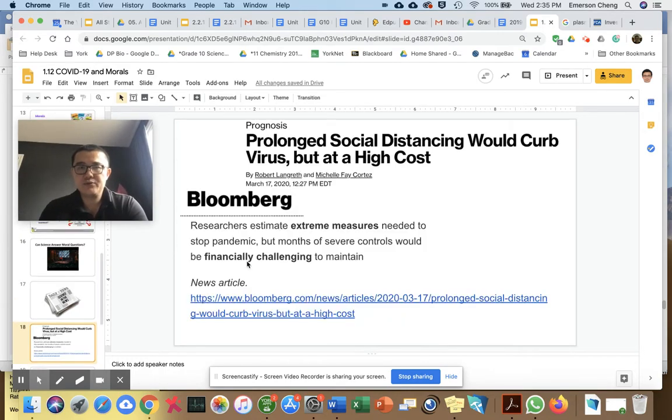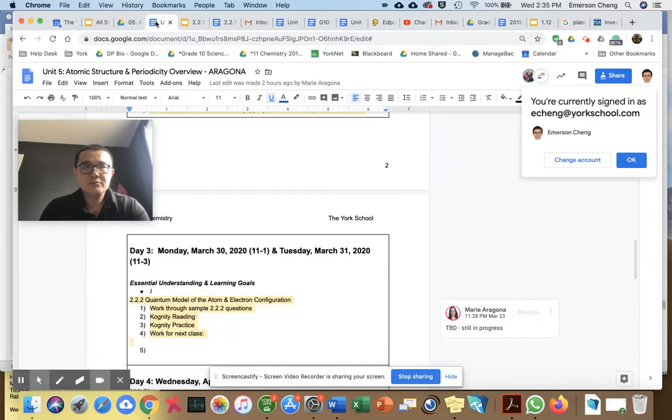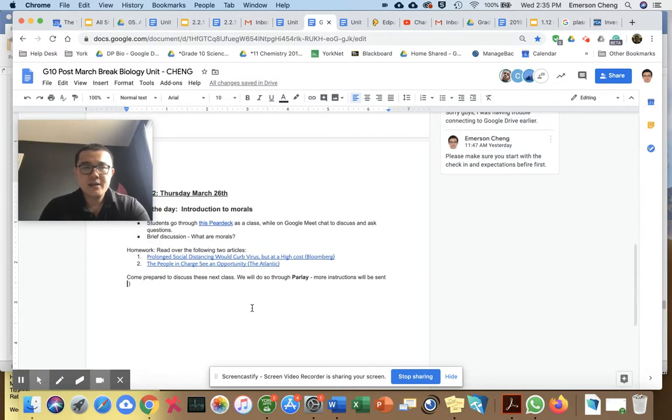Okay, science in the news. That's chemistry, Grade 10. So, you have two articles. Prolonged social distancing would curb virus by a high cost, by Bloomberg. The other one is from the Atlantic.